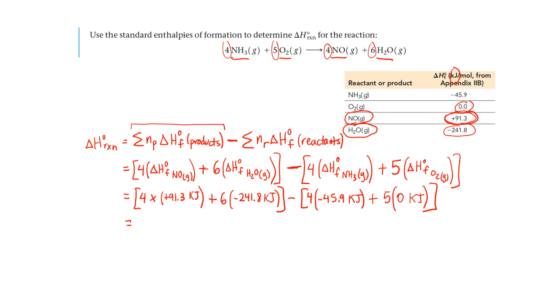Okay, now you can get the answer for one of them. It's going to be negative 1085.6 kilojoules for that side, minus negative 183.6 kilojoules. And then you could do this on your calculator. You should get negative 902.0 kilojoules is the delta H for your reaction.